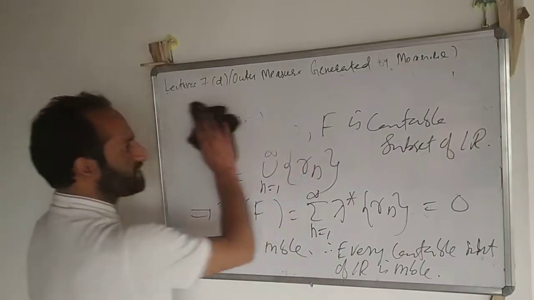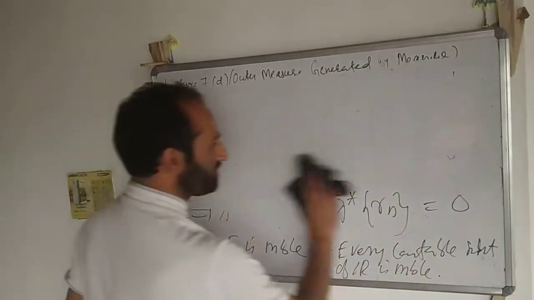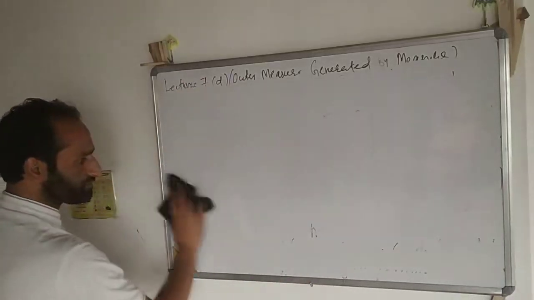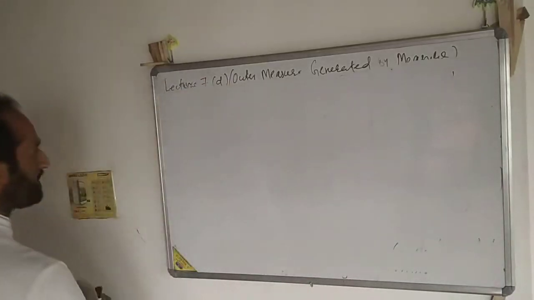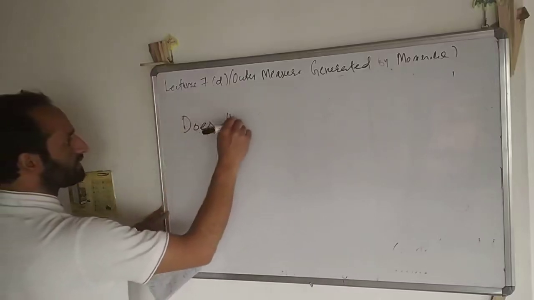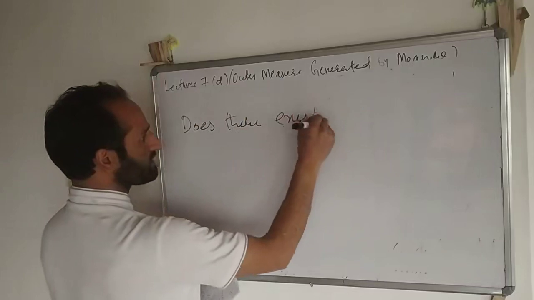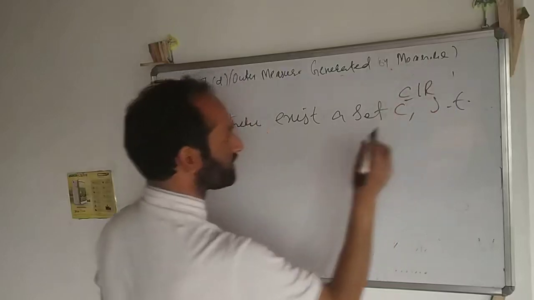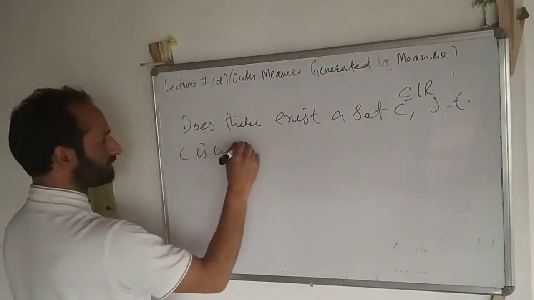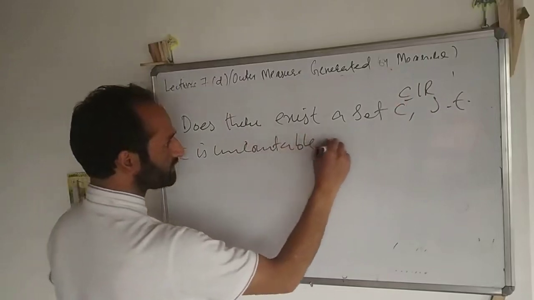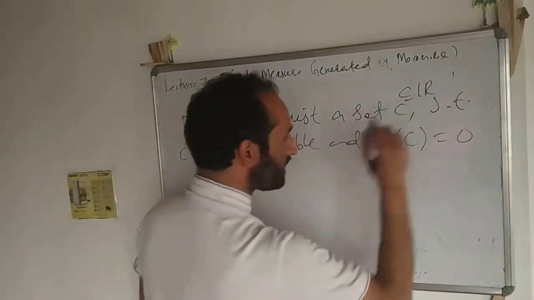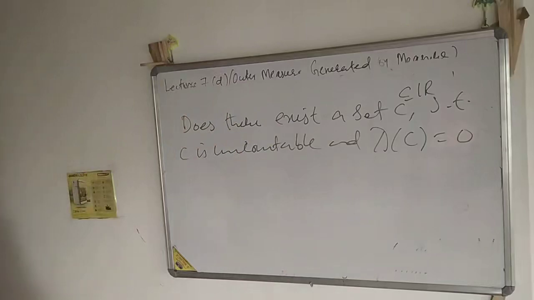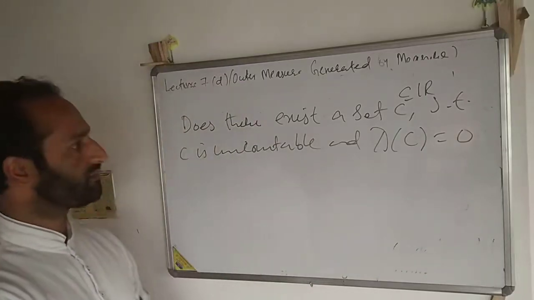But the interesting question is: does there exist any set which is uncountable but still its measure is 0? Does there exist a set C, a subset of R, such that C is uncountable but still its Lebesgue measure is 0? And the answer is yes. Such a set is called a Cantor set, which we will prove in coming lectures. There is a set which is uncountable but still has Lebesgue measure 0.